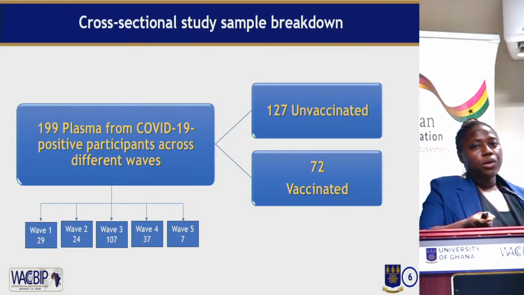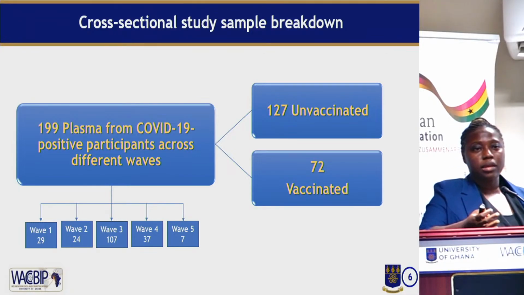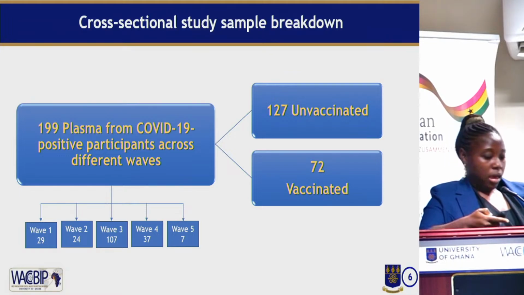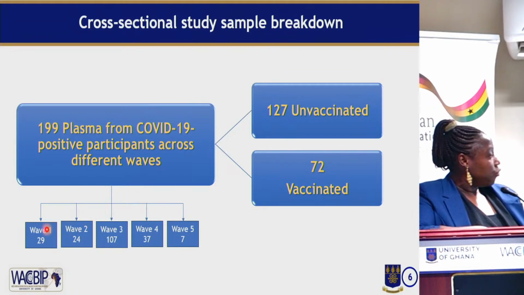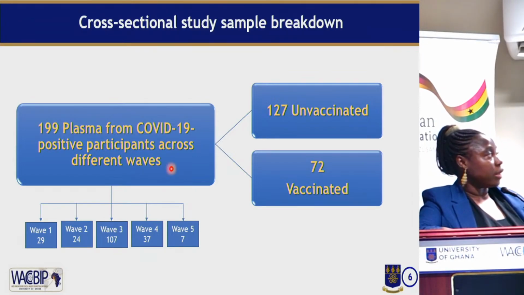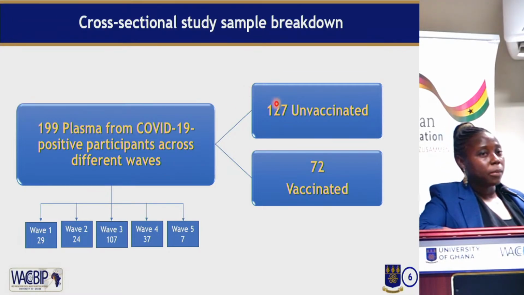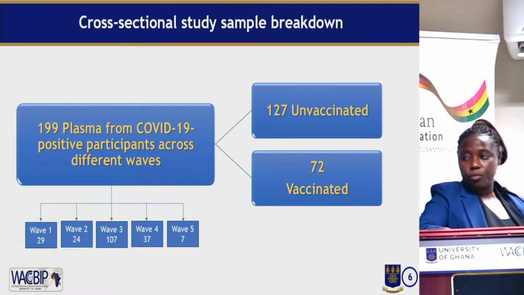So for this part where we wanted to identify plasma samples that have neutralizing antibodies, we collected samples from patients who had COVID-19. We sampled across the different waves of SARS-CoV-2, from wave 1 through to wave 5. Almost 200 samples have been tested so far, but in our biobank we have thousands of these plasma samples that we are yet to test. Of these, the majority were unvaccinated, while a few were vaccinated. And that is how I'll be analyzing the data to try and make meaning of it.